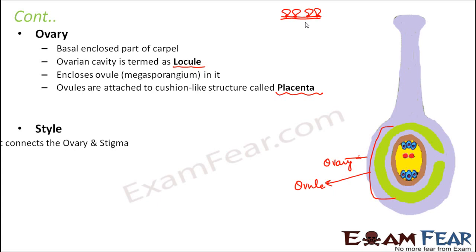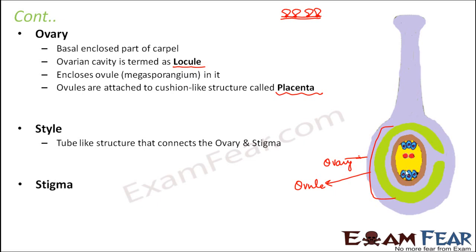The next is the style, and the style is a tube-like structure that connects the ovary and the stigma, because connecting both of them is also very, very important. Why? Because this tube is going to carry the pollen grains from the stigma to the ovary. When fertilization has to take place, the pollen grains will come to the stigma, then pass through the style, and finally reach the ovary, and from the ovary reach the ovule, and inside the ovule fertilization will take place. So the style does a very important job of carrying the pollen grains to the ovary.